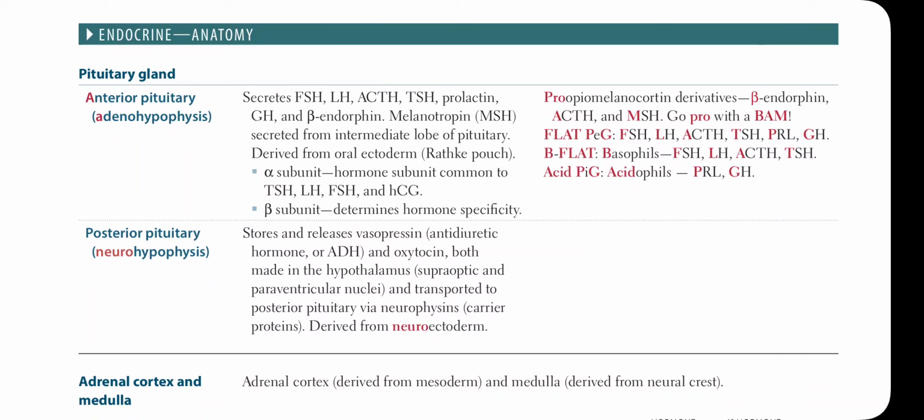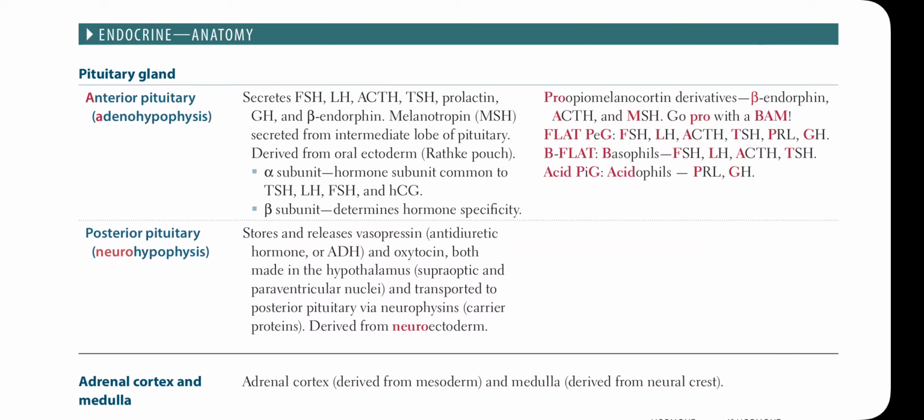Then derived from oral ectoderm, that is the Rathke's pouch. So this anterior pituitary is derived from the oral ectoderm, the Rathke's pouch. Then the alpha subunit, the hormone subunit common to the TSH, LH, FSH, and HCG. And then the beta subunit, it determines the hormone specificity.